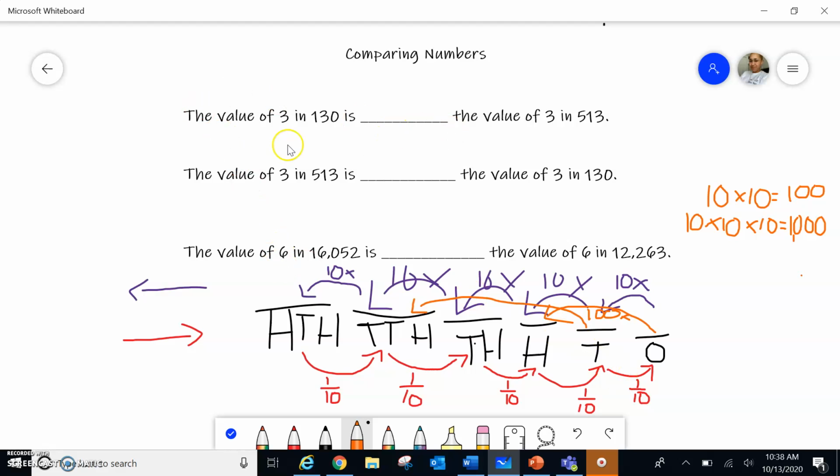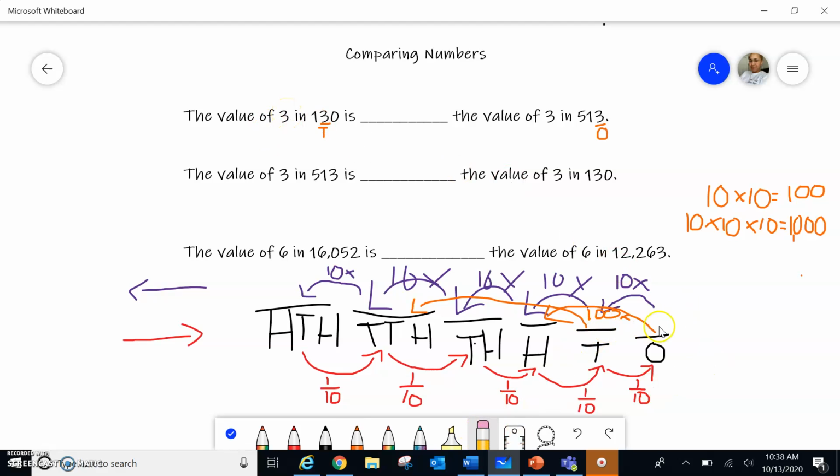Alright, so now let's look up here at our comparisons. So it says the value of 3 in 130, so I'm looking here, is blank the value of 3 in 513. Alright, so I'm comparing my 3's. I know this 3 is in the tens place, and this 3 is in the ones place. So it wants to know this 3 compared to this 3. What is the value in comparison?